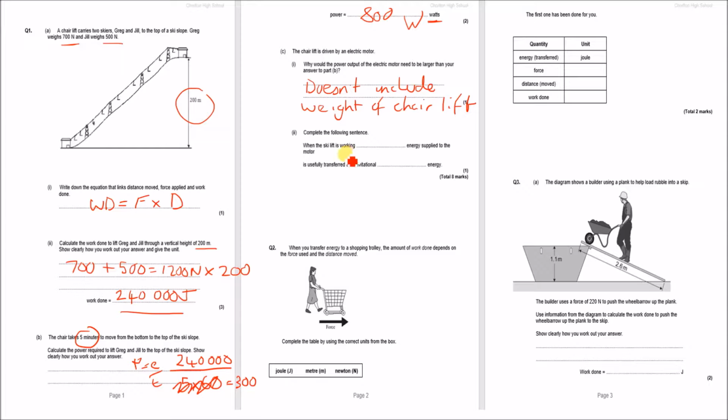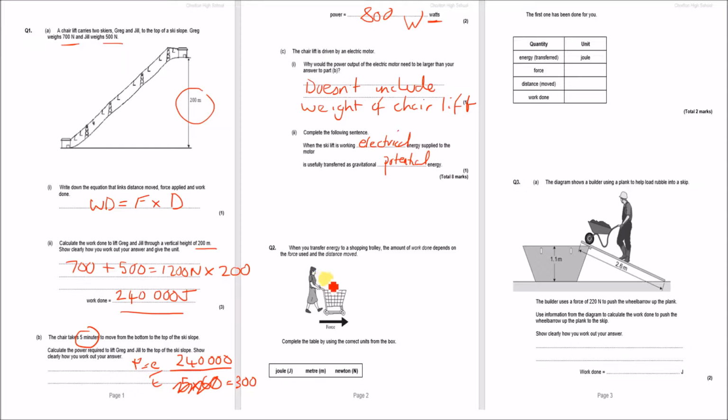Okay. So the next question, when the ski lift is working, some kind of energy is supplied to the motor. So for a motor to spin, we need to have electrical energy. Remember, electricity goes into the motor and that causes a magnetic field causing the motor to spin around. When it spins, the energy is transferred as gravitational potential energy.